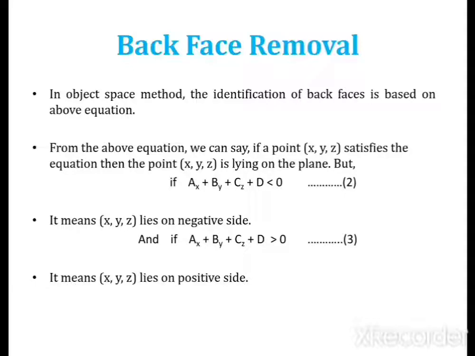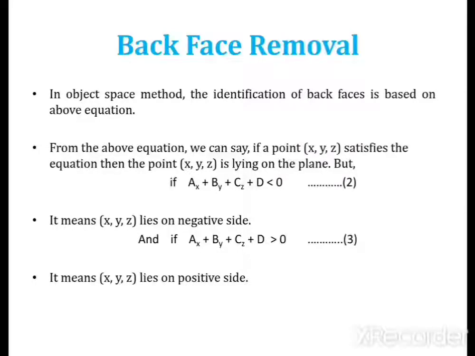This is the same as when we consider the circle. If the equation of a circle is satisfied, meaning it gives the value 0, then the point is on the circumference of the circle. If it is less than 0, then the point lies inside the circle. If it is greater than 0, then the point lies outside the circle. In the same way for the plane: if it is greater than 0, the point lies on the positive side; if the equation is less than 0, the point is on the negative side; and if it is exactly equal to 0, the point satisfies the equation and lies on the plane.